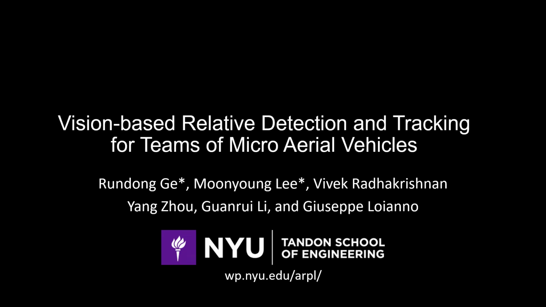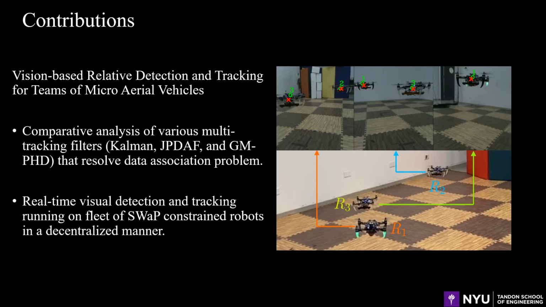In this video, we present a vision-based relative detection and tracking for teams of micro aerial vehicles. There are two main parts to this paper. First, we designed several multi-tracking filter strategies to resolve the association problem and provide a comparative analysis on the trade-off between accuracy and computation complexity. Second, we demonstrate the pipeline running all on board in real time on a small fleet of SWaP-constrained robots.